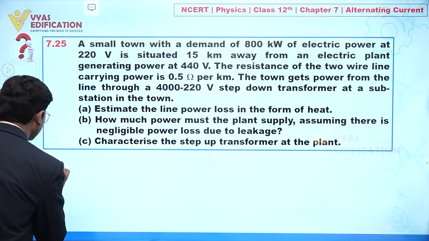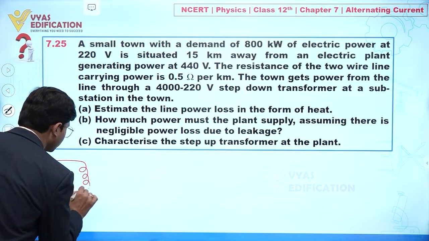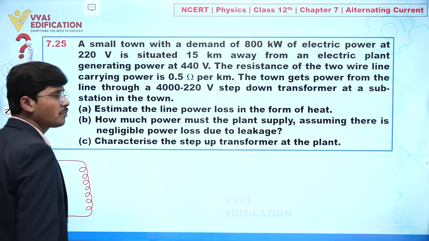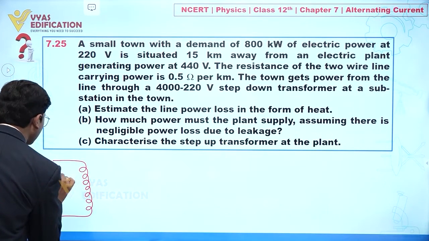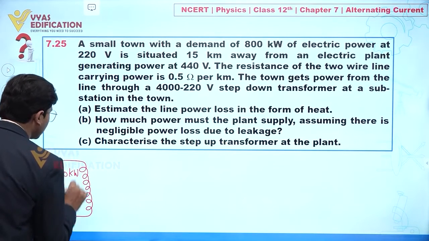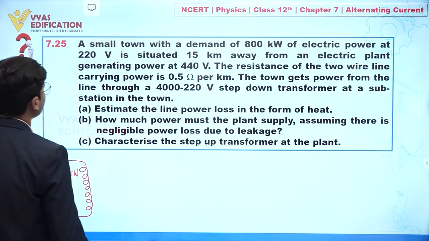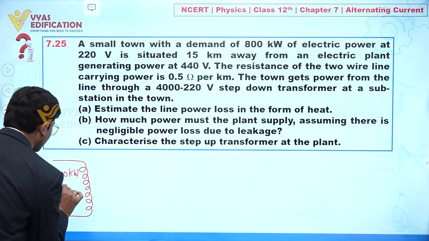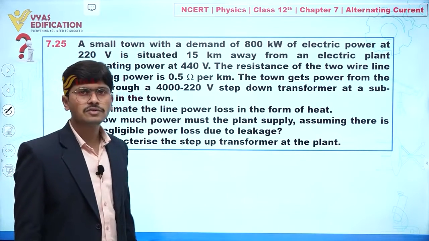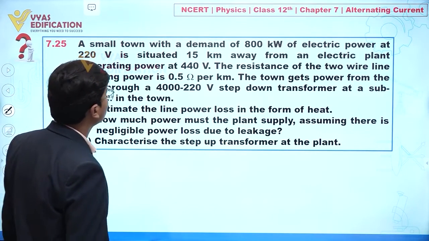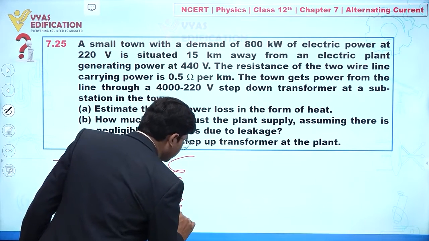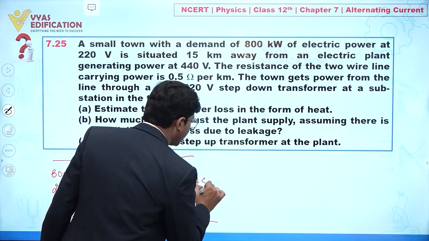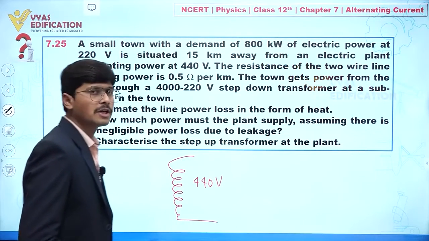So let's suppose this is the output station, and we have a small town. Here we have a demand of 800 kilowatt. We have this much demand of electric power at 220 volt, and it is situated 15 km away from an electric plant generating power at 440 volt. So let's suppose here we have the electric plant generating power at 440 volt.